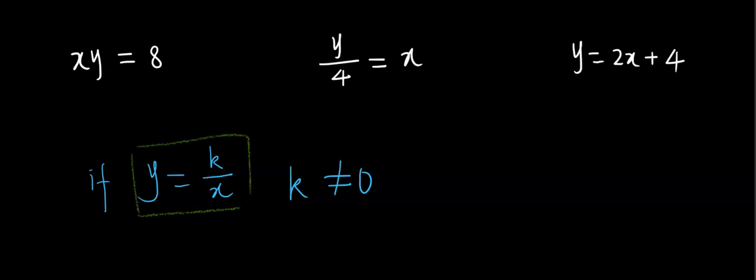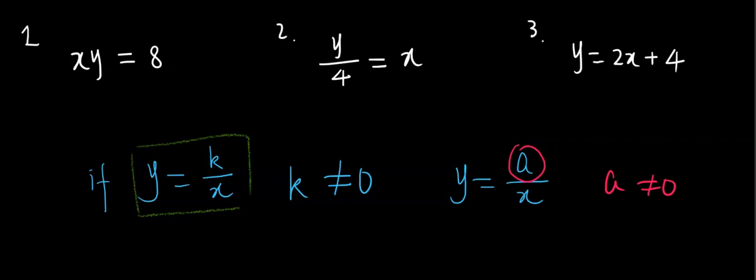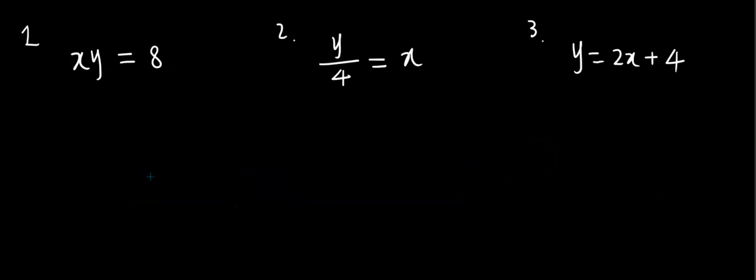What do we call this k? We call this k the constant of variation. In some books, you might see y equals a over x. They use a instead of k. We know a is the constant of variation and a cannot be 0. That is the idea of inverse variation, and we also reviewed direct variation. Let's find out. We have 3 questions. Which one is direct variation? Which one is inverse variation? Which one is neither?